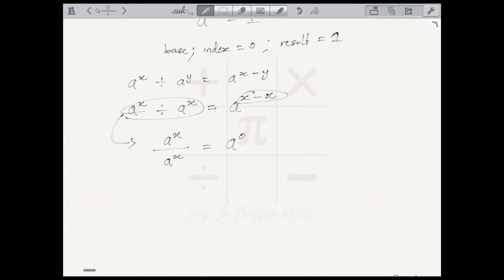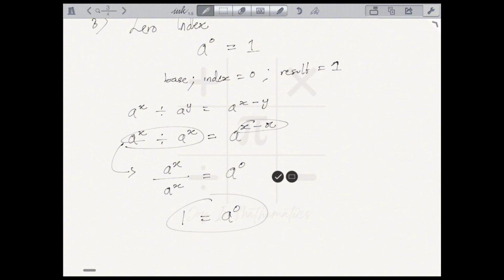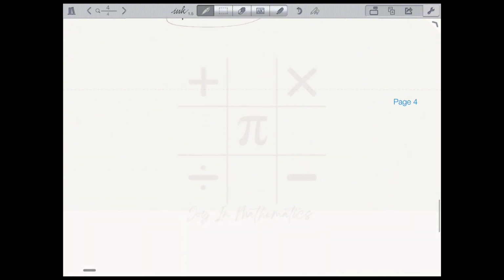Now, in normal simplification, we know that a raised power x divided by a raised power x is equal to 1, and this will give us a raised power 0. So this brings us back to the beginning, that anything raised to the power of 0 is equal to 1. That is the zero index. Let's go a bit further, and then we have another law.